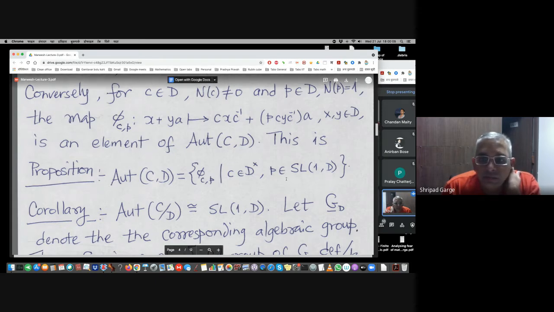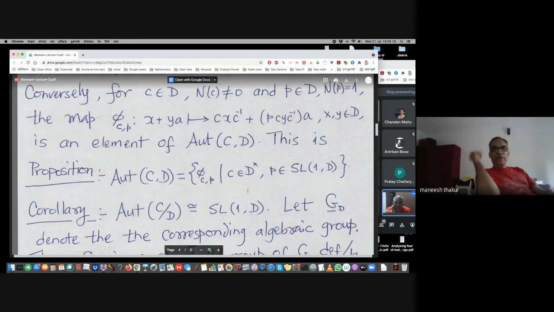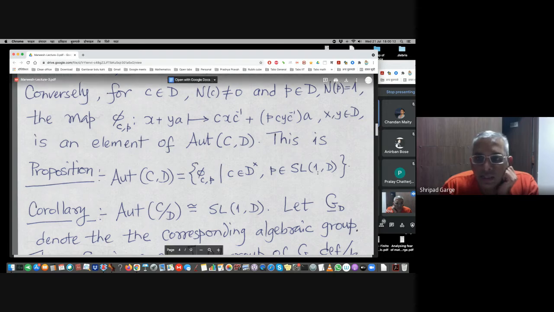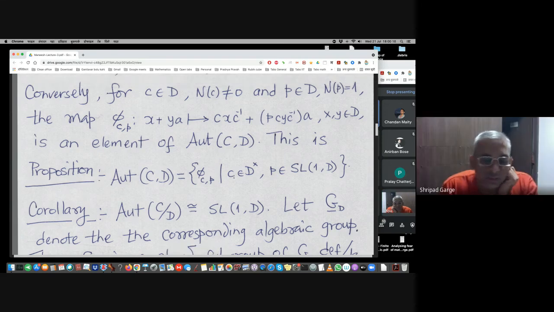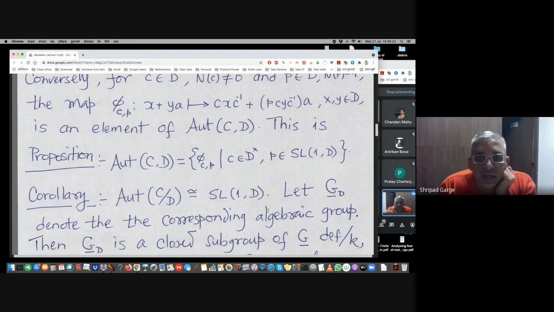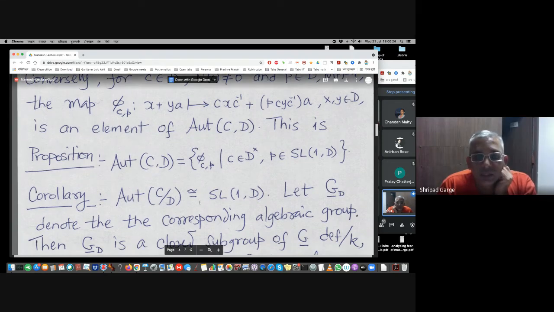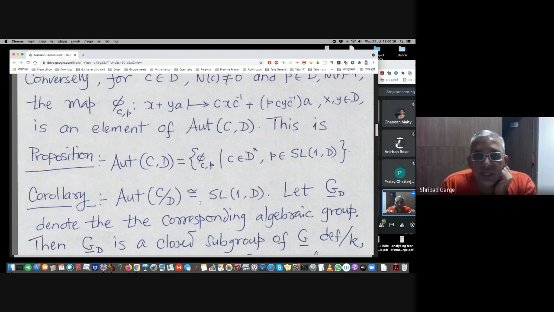Maybe D cross will act on SL1(D) by conjugation. There is a semi-direct product, where D cross acts on SL1(D) by conjugation, or is it the other way? Yeah, SL1(D) will be normal in this one, so D cross will act by conjugation. And Aut(C by D), the automorphisms of C which preserve D pointwise, is simply the group SL1(D).